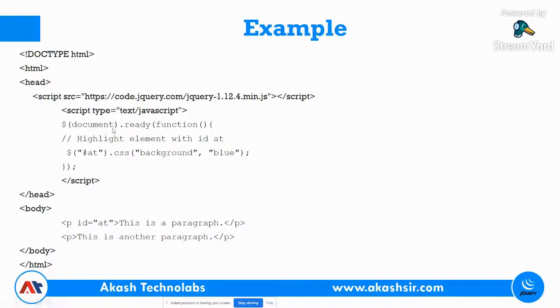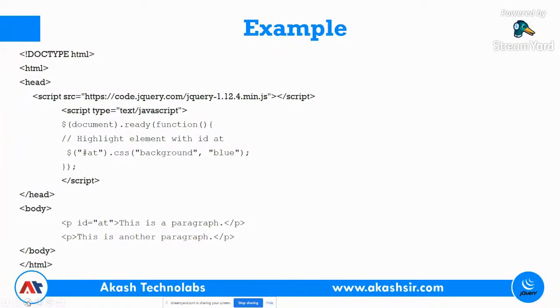So let's say document.ready. So here you can see once my page is loaded successfully, we can specify the CSS. For an example, with the help of jQuery, I want to apply CSS code to this particular p tag. So what we have to do, we have to select the ID with the help of hash. So it will apply a background color property to this particular p tag. Okay, so it's very easy.